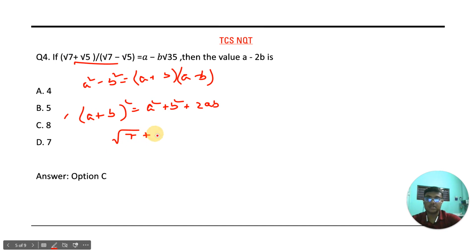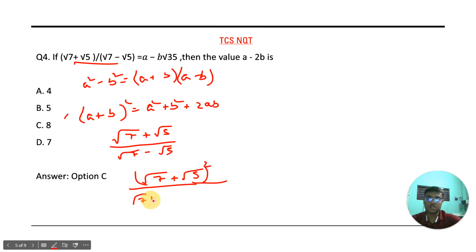root 7 plus root 5 divided by root 7 minus root 5. Now we multiply root 7 plus root 5 on the numerator and denominator. We get on the numerator root 7 plus root 5 whole square divided by root 7 plus root 5 into root 7 minus root 5. So we can use this formula, and for the numerator we would be using this formula.